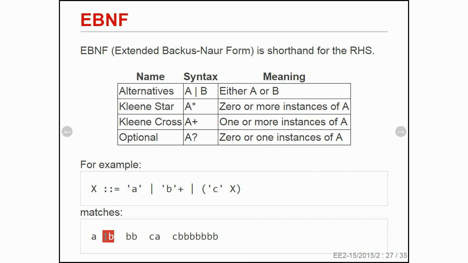If we consider this B, then we would first try the A alternative. That doesn't match. We can try the B alternative, and in this case there is one B, which means that it matches B plus. There's no more B's, but that's okay, because one B is sufficient for this whole thing to match.